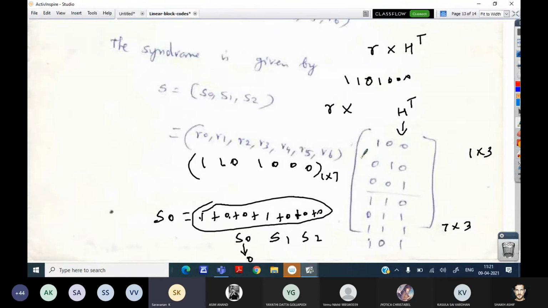Okay. So next, how to find out S1? Can I write X1 is again 1. 1 into 0, 0. Next 1. So 0 into 0 is 0. Then again 1. Next 3 bits are going to be 0, right? 0 plus 0 plus 0. So what is this value? 0, right? So similarly S2 will also be 0, right? Is it clear? So shall I proceed?